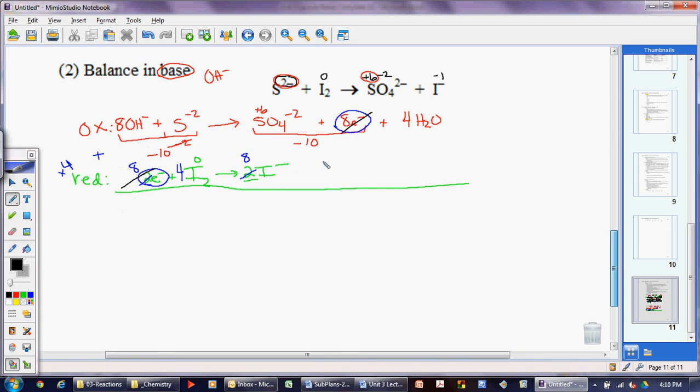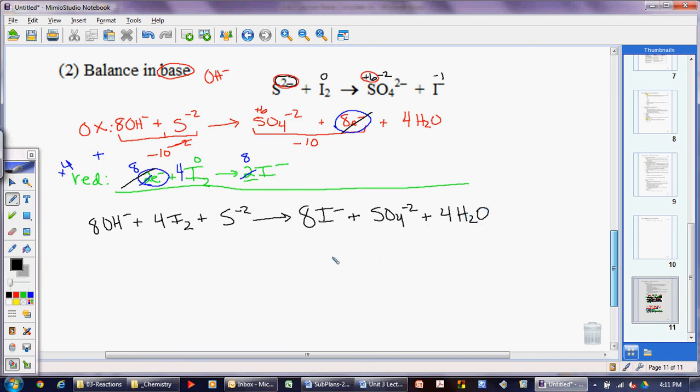Do we have any hydroxides that are going to cancel? Nope. There's no other source of hydroxide, so we get 8 OH minus, plus we have our 4 I2 and our S minus 2. That's all the left side. On the right side, we'll have 8 I minus and an SO4 minus 2 and 4 H2Os.